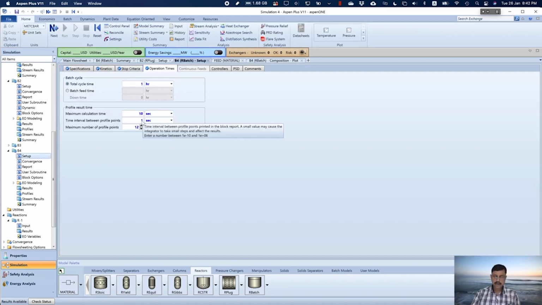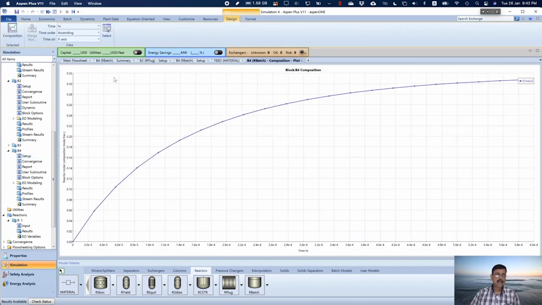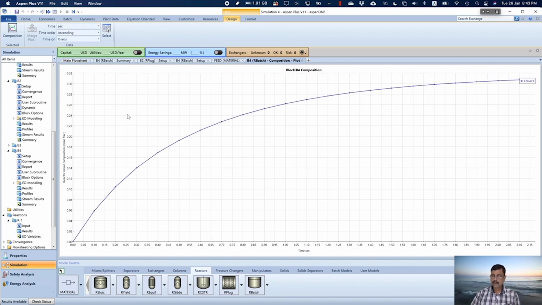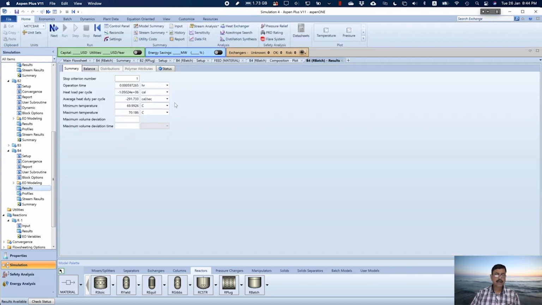Let us make it a finer calculation. So instead of 1 second, we make it 0.1 seconds and run the simulation once again and see the plot. Yes, now it is better. Now convert the time from hour to seconds. Yes, so you can see the reaction is almost complete within 2.15 seconds. And if you want to check the operation time, it is 2.1501 seconds. Beyond that, the operation doesn't take place, because by that time your preferred mole fraction of ethyl acetate is achieved.